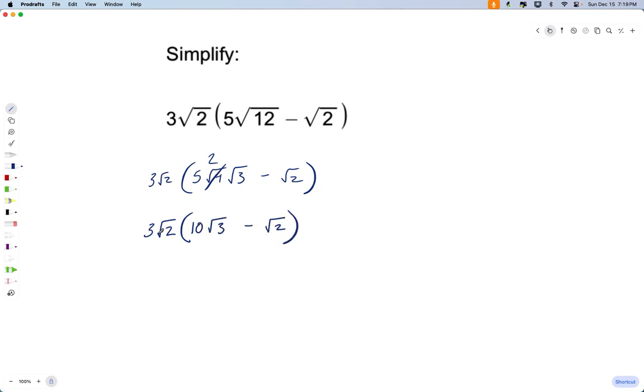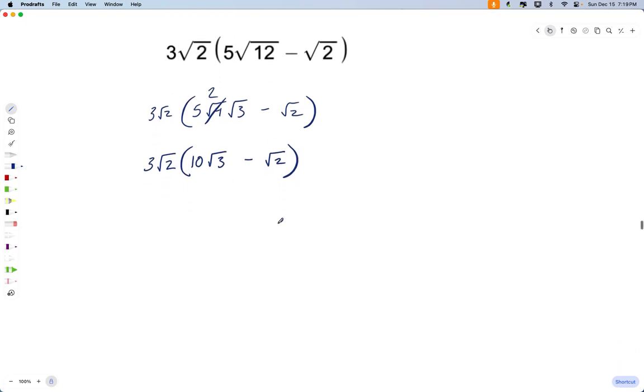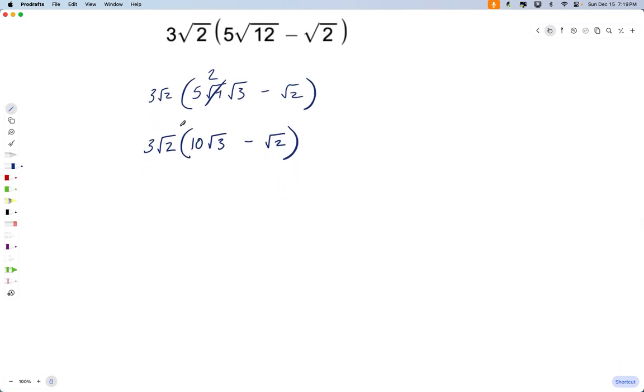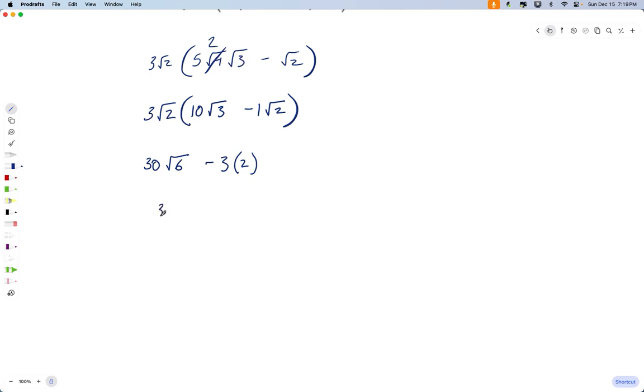Now that this is simplified, now we can distribute, okay? 3 times 10, that's 30. 2 times 3, that's square root of 6. And then we have 3 times a negative 1. That's going to be a negative 3. And then we have square root of 2 times square root of 2. That becomes 2. So we have 30 times the square root of 6 minus 6.